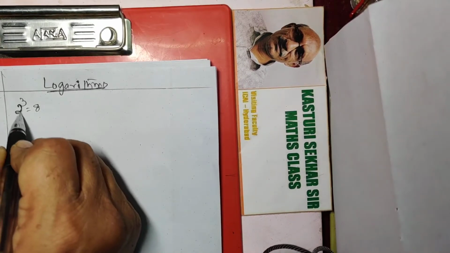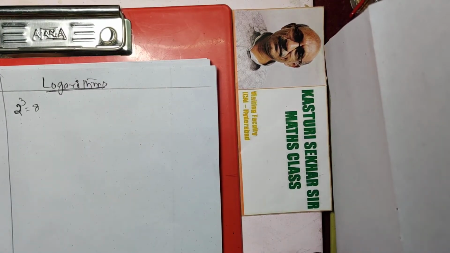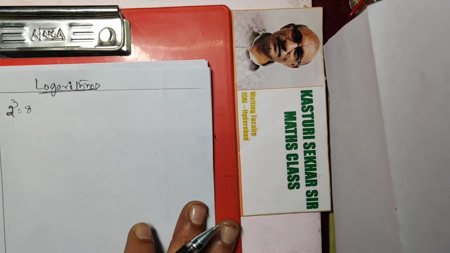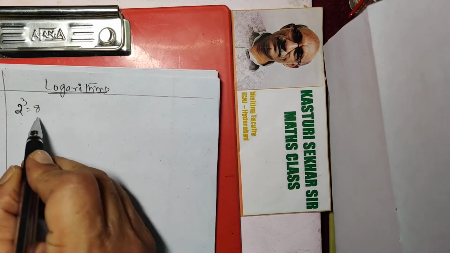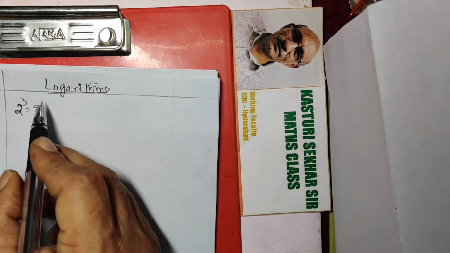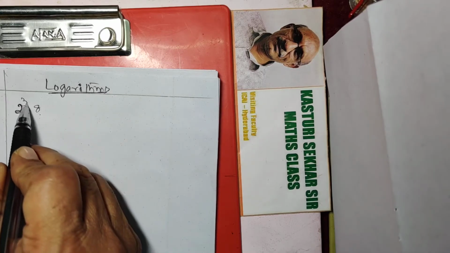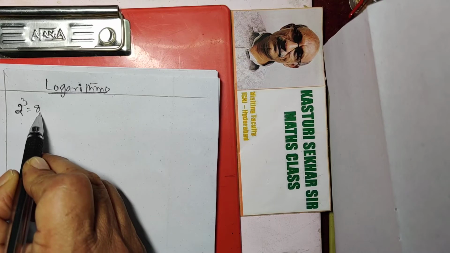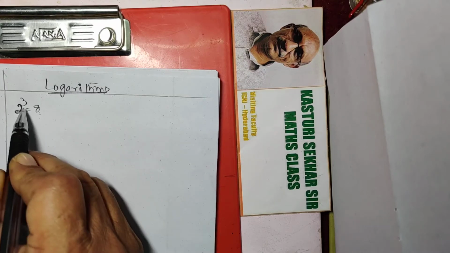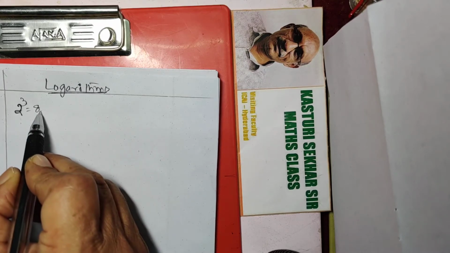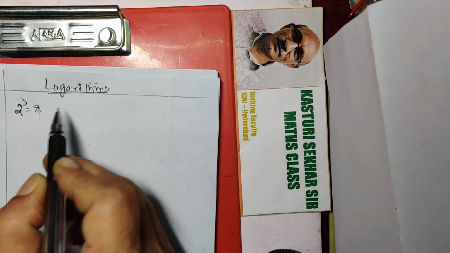What I am doing here is raising 2 to the power 3 to get the number 8. Then what is this power 3? This power 3 is called the logarithm of this number to the base 2.